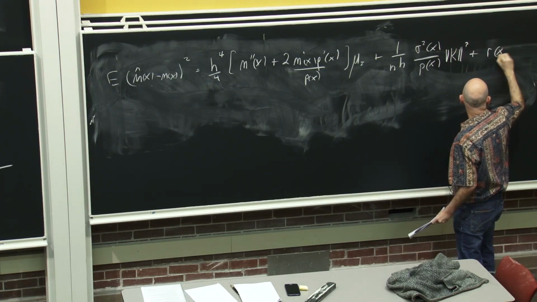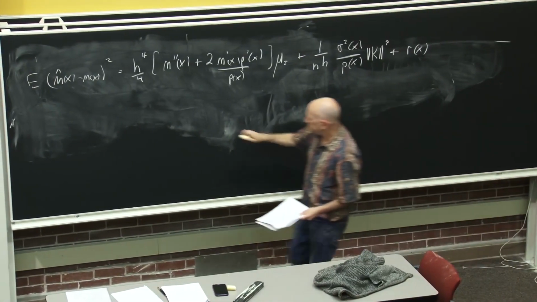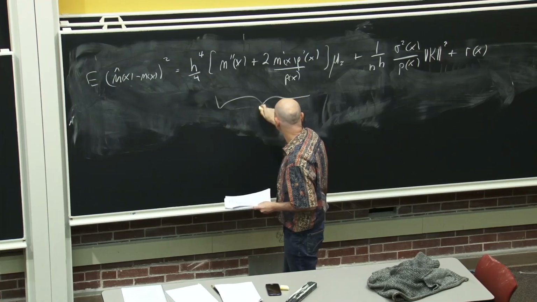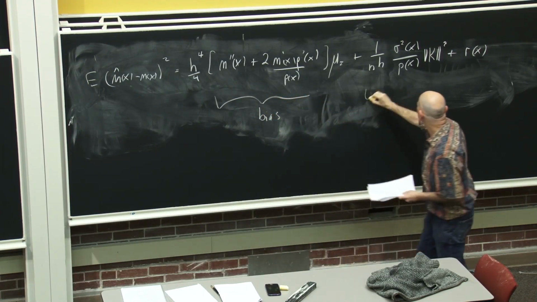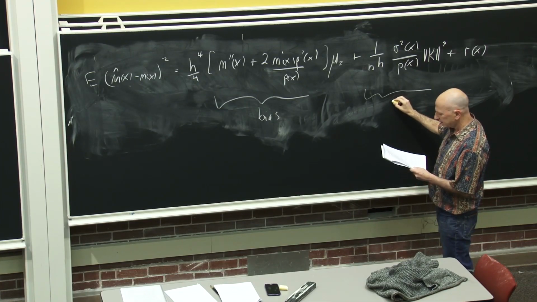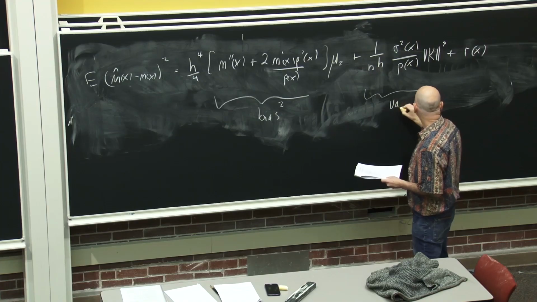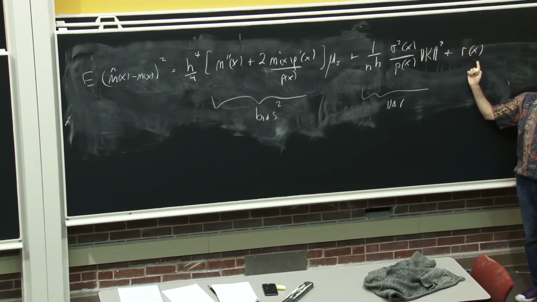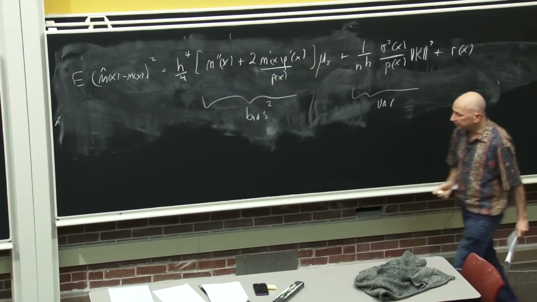Okay, let me explain what's going on here. This is the bias. Actually, this is the bias squared. This is the variance. This is the remainder term, which can be shown to be of smaller order than these terms. So that's why we're ignoring it.